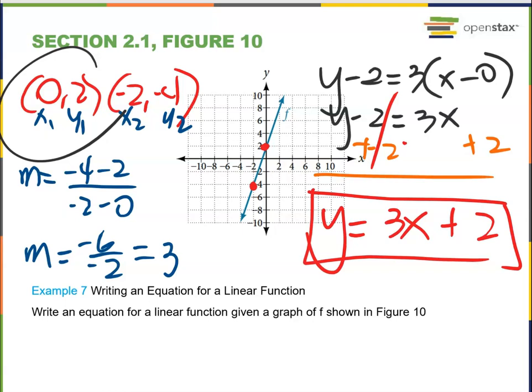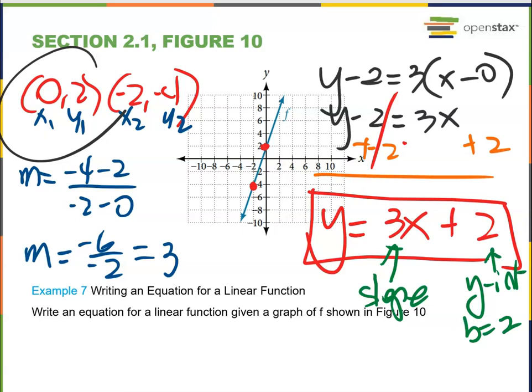Whereas the y-intercept, just to recall, 3 is the slope, and the y-intercept is when b is equal to 2. That is, the coordinates at this point are (0, 2).